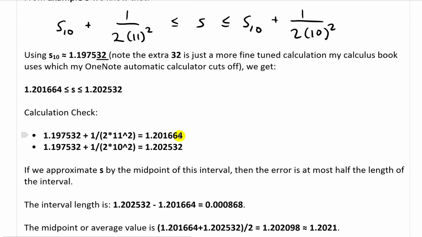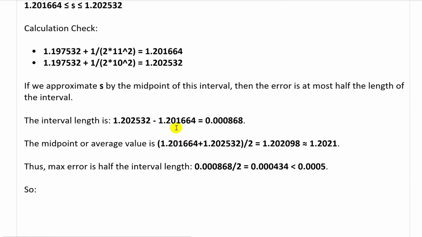1.202532. And here's a calculation check in my OneNote. So 1.197532 plus 1 over 2 times 11 squared equals, and it automatically calculates exactly this number. And this way here, 1.197532 plus 1 over 2 times 10 squared. Absolutely amazing how this has an automatic calculator built in while you write notes.